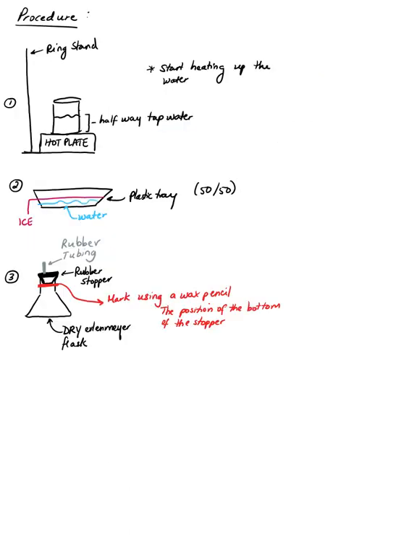So the procedure for this experiment: first you need to set up a ring stand, a hot plate, and you're going to use a 400 milliliter beaker. Fill halfway with tap water, and you're going to start heating up that water. You're preparing a hot water bath. And then you're going to find a plastic tray, and in that plastic tray you're going to add a 50-50, half and half, mixture of ice and water.